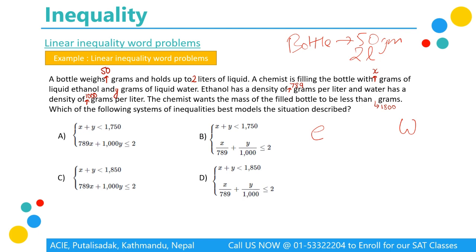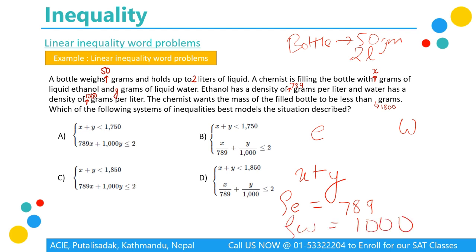Now a chemist is going to fill that bottle with x grams of liquid ethanol and y grams of liquid water. So he is certainly filling x grams plus y grams. The density of ethanol is given to us, and then the density of water is also given, which is 1000. After that, the chemist wants the mass of the filled bottle to be less than 1800 grams. So he is filling x grams and y grams.